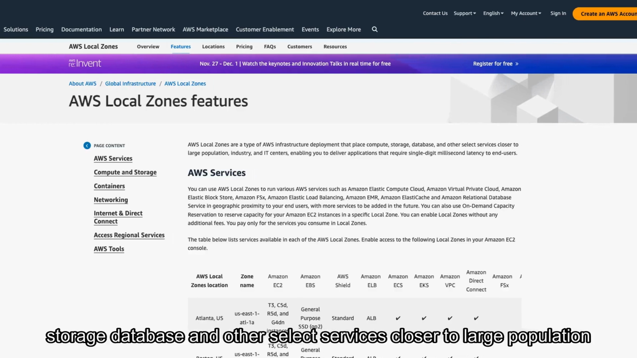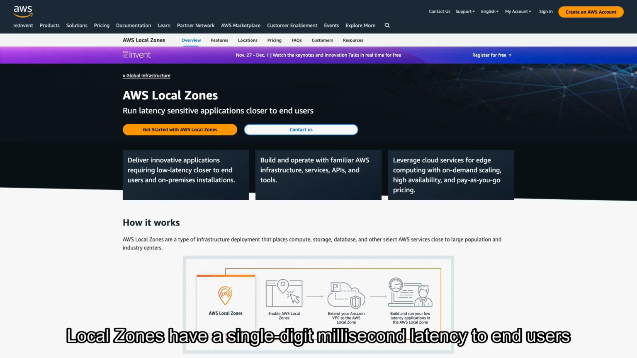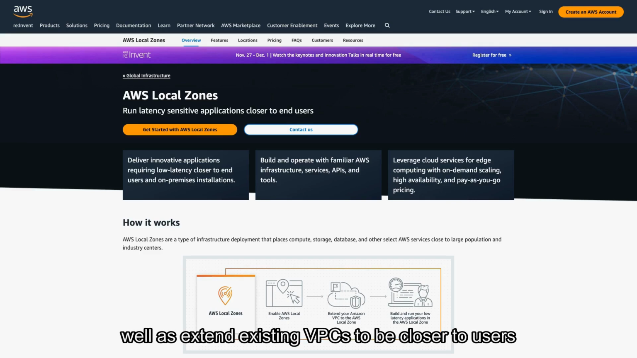Local zones. AWS local zones are an infrastructure deployment that places compute, storage, database, and other select services closer to large population, industry, and IT centers. Local zones have a single-digit millisecond latency to end users. They help satisfy data residency, security, and compliance needs as well as extend existing VPCs to be closer to users.